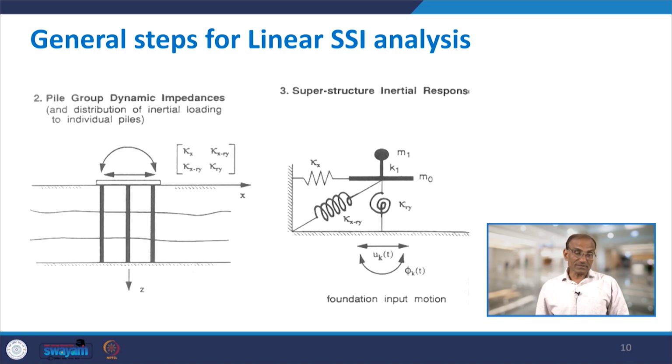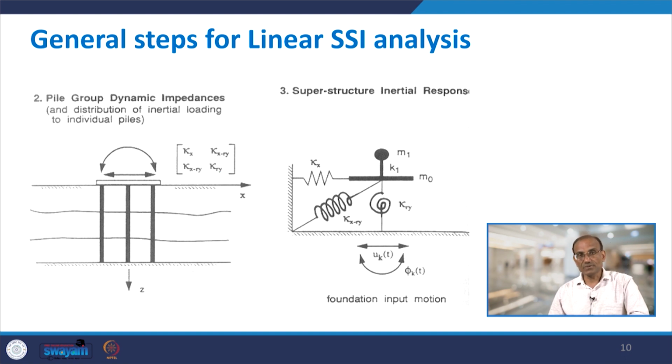Now, the second step, after completing the first step, is to find the impedance functions, or what we call the dynamic impedances, which is basically the dynamic stiffness of the system. For the soil-foundation system, you apply the load on the top, which may be translation or rotation, and you find the response at the same point. The load divided by the response will give the stiffness. So, the stiffness components are Kx, Kxry, Kryx, Kry.